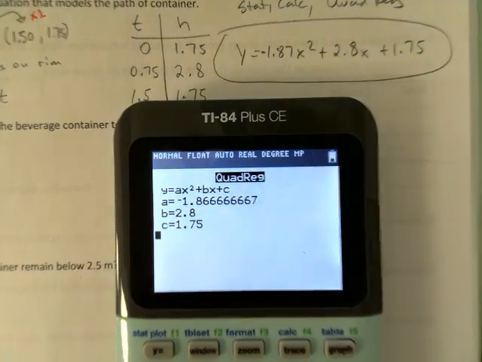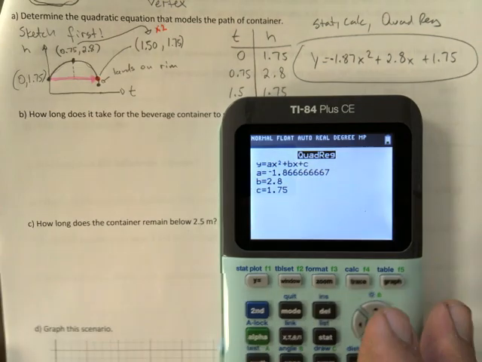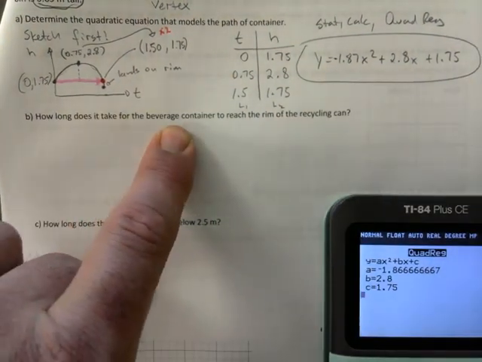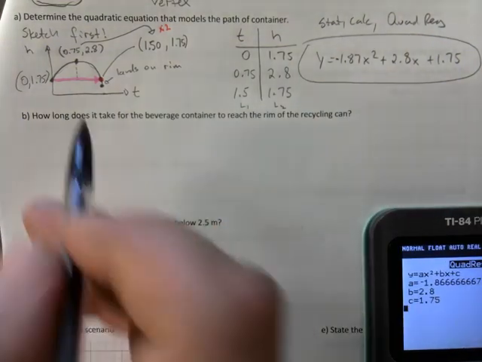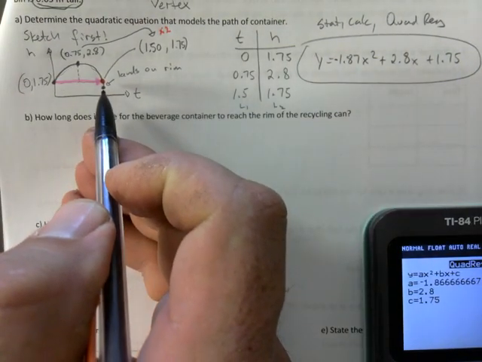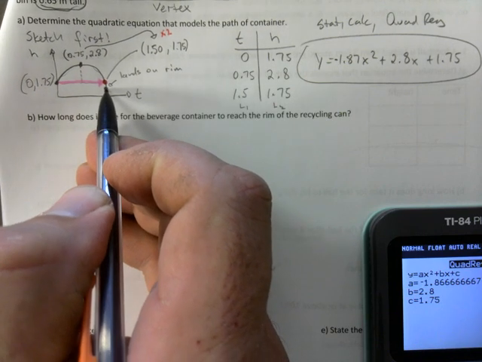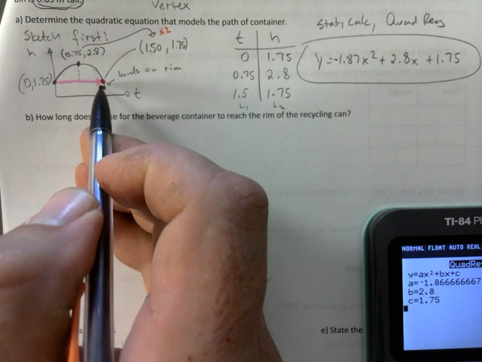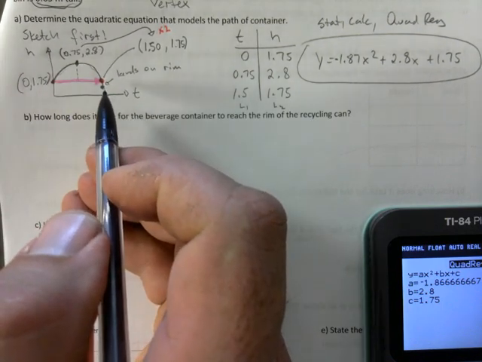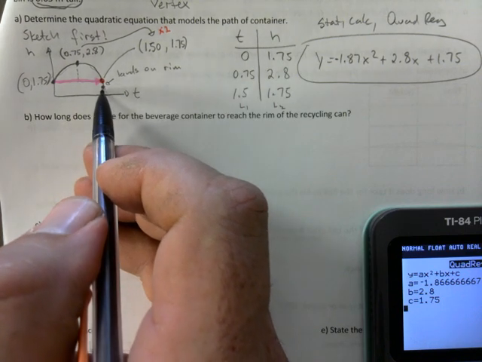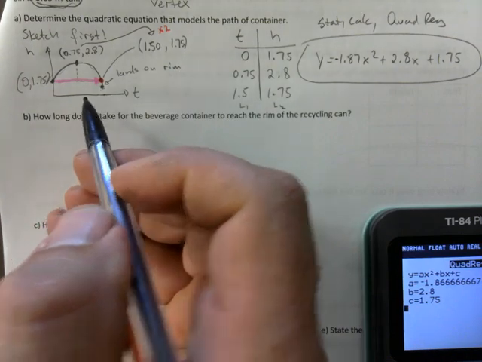Okay, so now you have the equation. I can ask a whole bunch of questions. So here we go. How long does it take for the beverage container to reach the rim of the recycling can? Because you're probably wondering, like, what about this point? Like, what about that one? It was a curveball. You didn't need to know this point to find the quadratic equation. You just needed to focus on, hey, I have 2, I can find a third. That's how the parabola works, okay? So this one was just there to kind of distract you a little bit. I apologize, but I warned you, right?